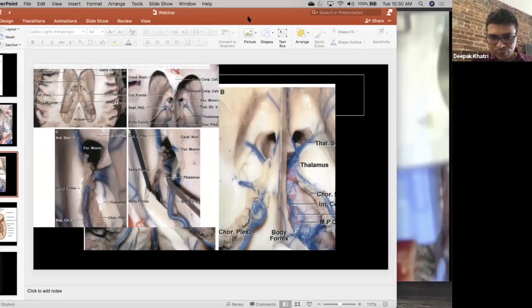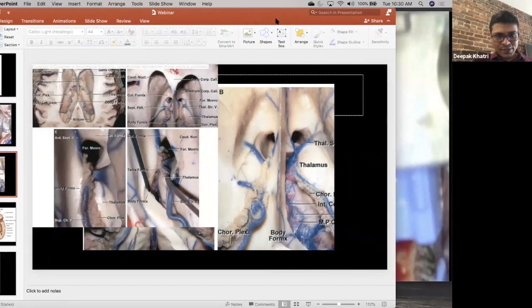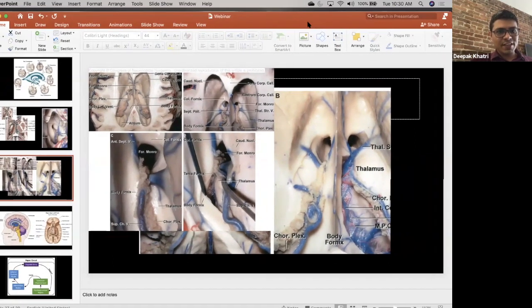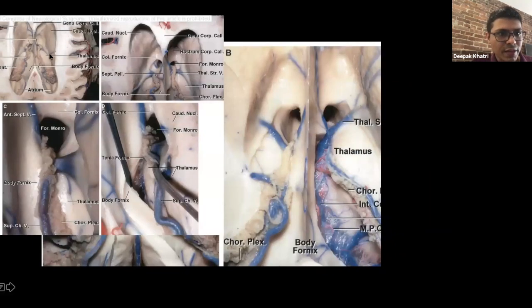This is a more complicated picture, but let me explain it and make it easy for you. Focus on the left upper side of the screen. If I cut the brain into a slice from above, this is a top-down view. You can see both the lateral ventricles here, and these are the foramina of Monro on both sides. And this is the thalamostriate vein, the small streaky veins which you can appreciate here.